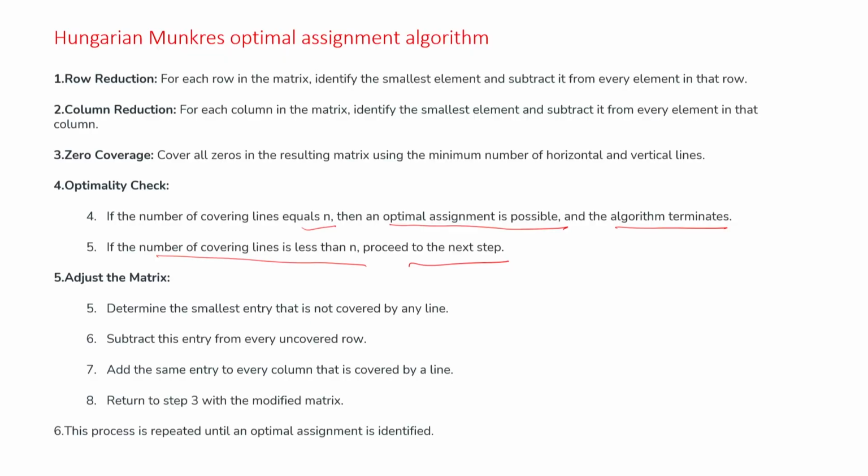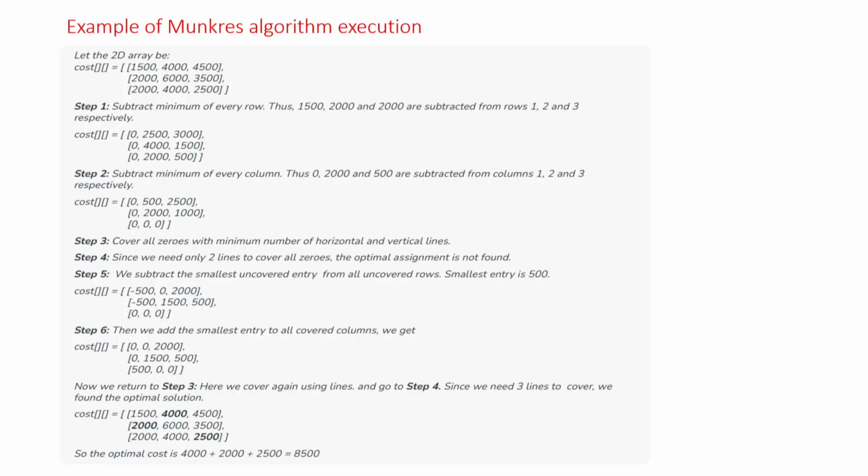There will be an assignment to write a small MATLAB or Python code for the Hungarian Munkres algorithm, where you will be given a matrix and you need to generate the output 1:1 pairs from your function. Then you have to determine the smallest entry which is not covered by any line and subtract it. These are all mathematical steps. I will take an example and this will become clear.